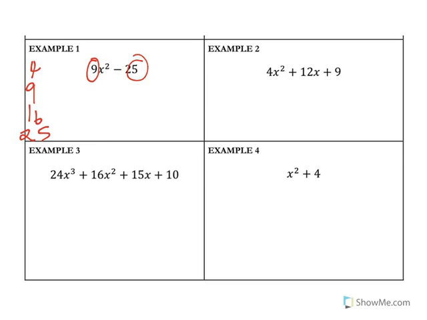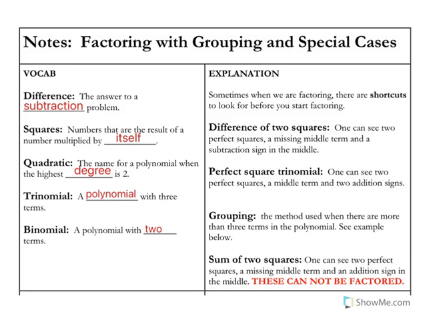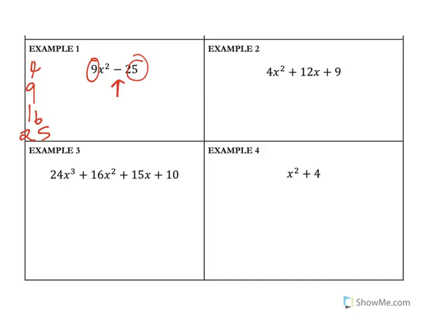But when you recognize that there are 2 here and a subtraction sign in the middle, that's going to be, let's look back, the difference of 2 squares. Basically tells us what it is. So all we have to do is say 3x and another 3x.